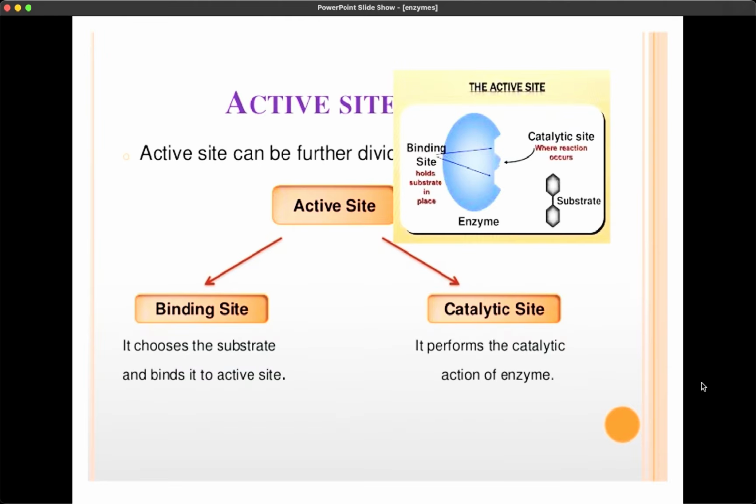So this active site is divided into two: binding site and catalytic site. Where binding site is where the substrate binds to the enzyme, and the catalytic site is where the reaction takes place. Okay, so if this is the enzyme and this is our substrate, this reaction involves the division of the substrate.